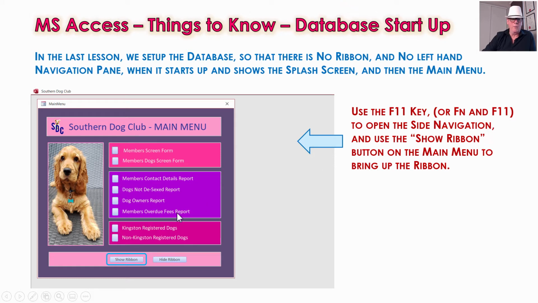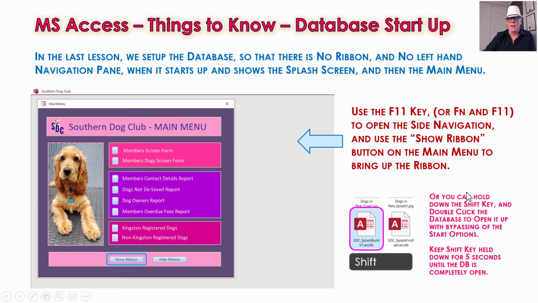And we need to show the ribbon. So we've got the show ribbon button here on the main menu, which we built in the previous splash screen record. So you will have to click that from now and then. You'll be using these show and hide ribbon buttons and the F11 key.